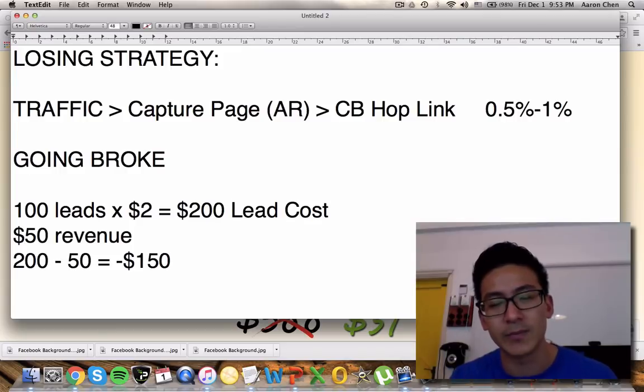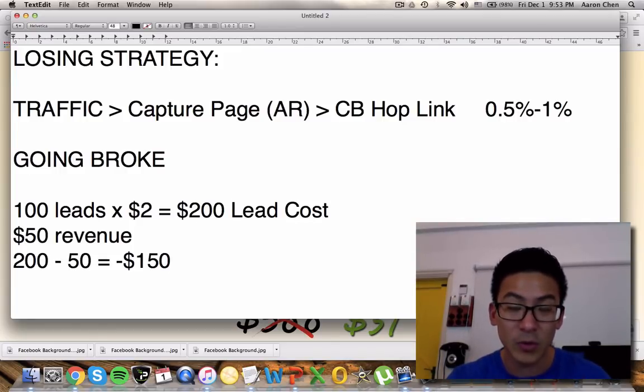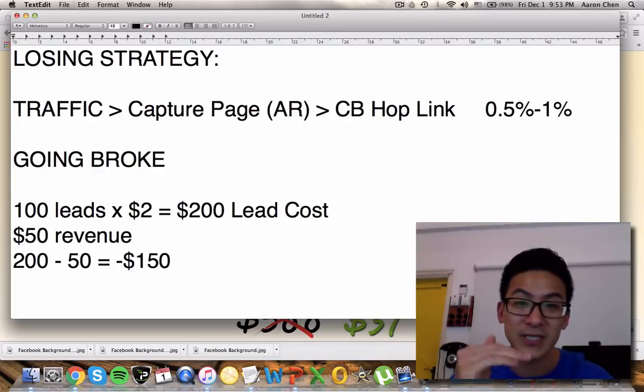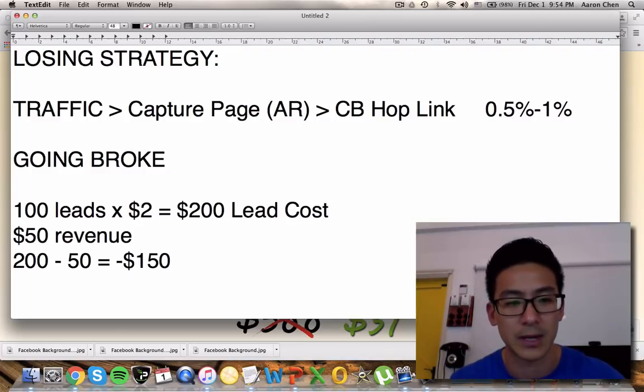And this is why a lot of people don't make money online. It's because they can't profit or create enough revenue to offset the cost of the business every single month. And this is what I struggled with for a very, very long time, right?